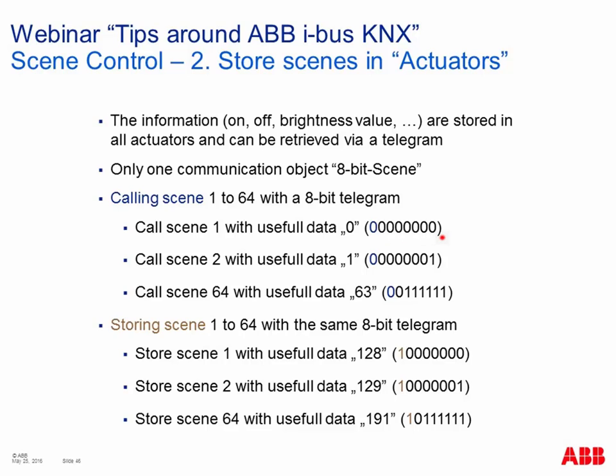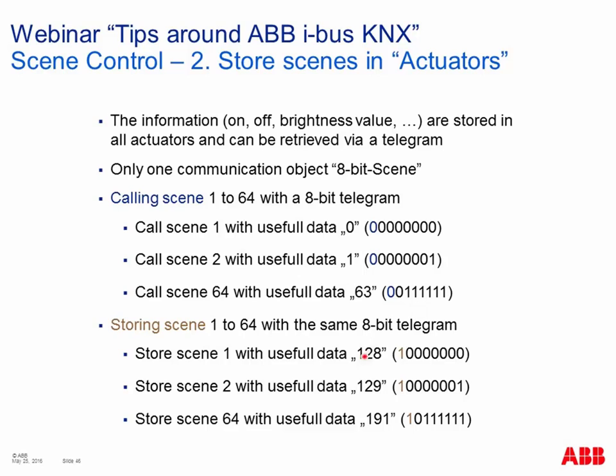So for example, when we call scene number 1, call means the first one is 0, the next one is 0, and all 6 bits are also 0. This is the command on the KNX. When you record a telegram via the group monitor, then you see only the value 0. This means call scene number 1. When we call scene number 64, the first bit is still 0, the next one is default 0, and then all 6 bits are 1. So you can see in the group monitor the value 63, then you know, okay, this is call scene number 64.